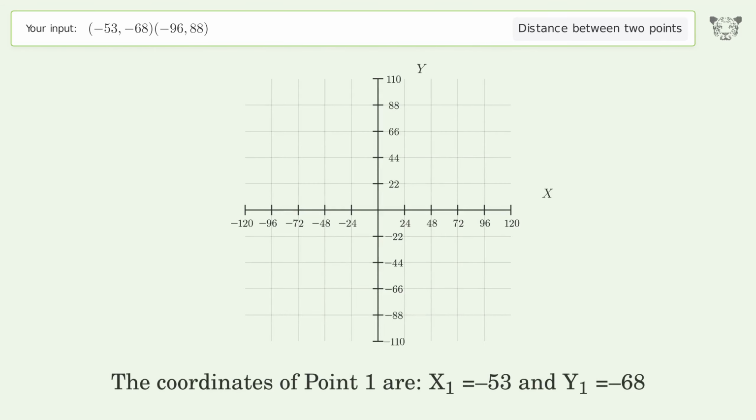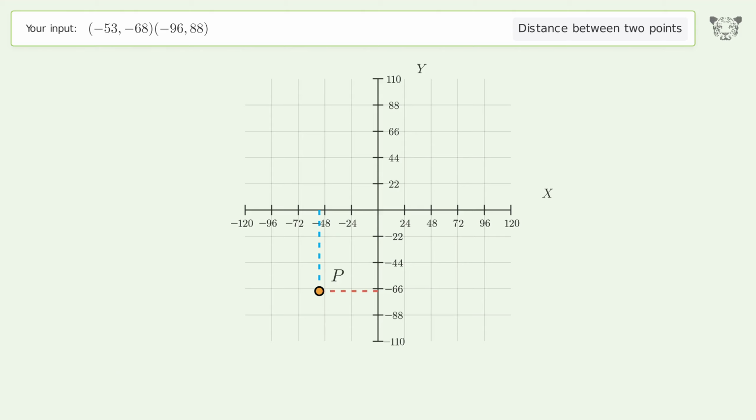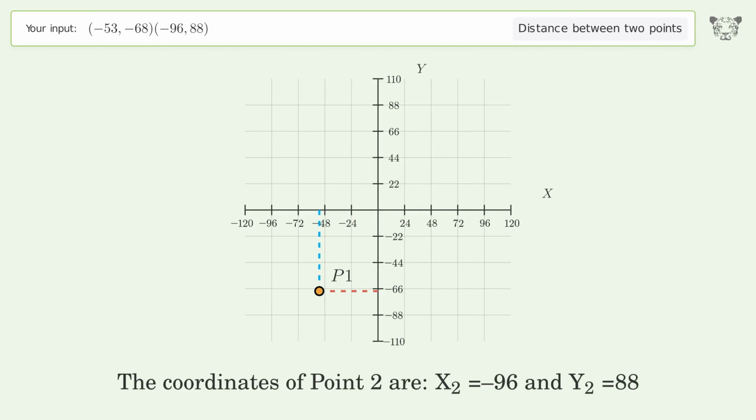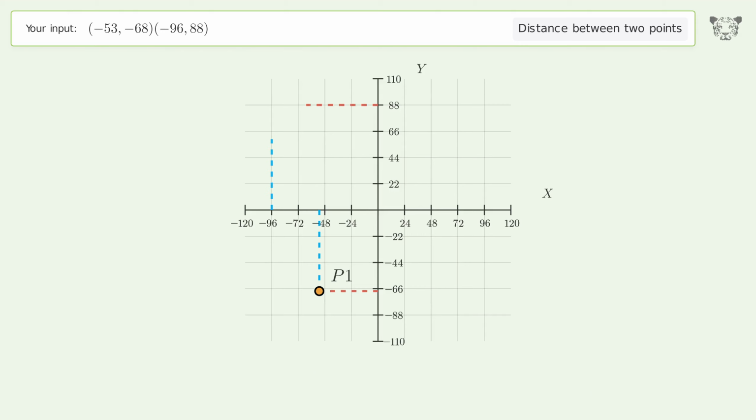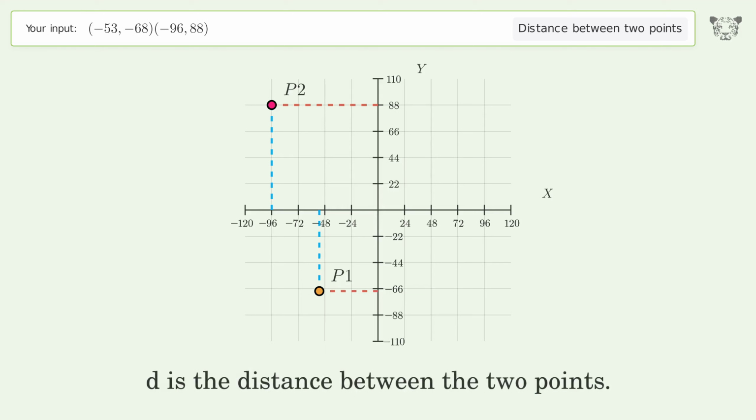The coordinates of point 1 are x1 equals negative 53 and y1 equals negative 68. The coordinates of point 2 are x2 equals negative 96 and y2 equals 88. D is the distance between the 2 points.